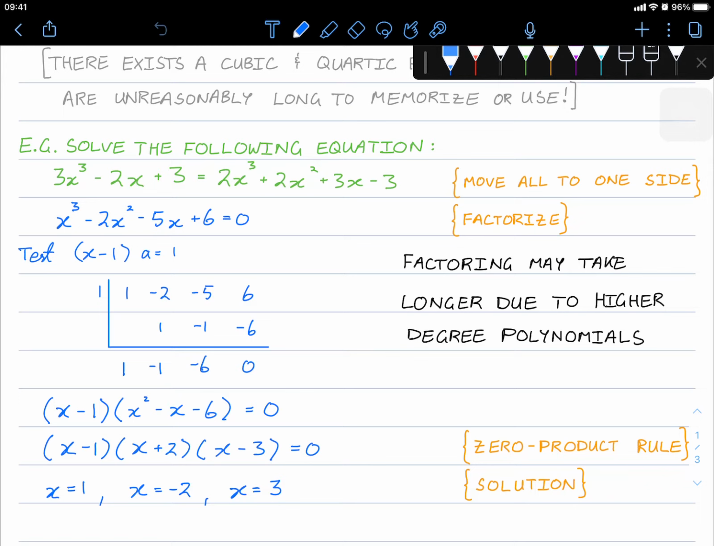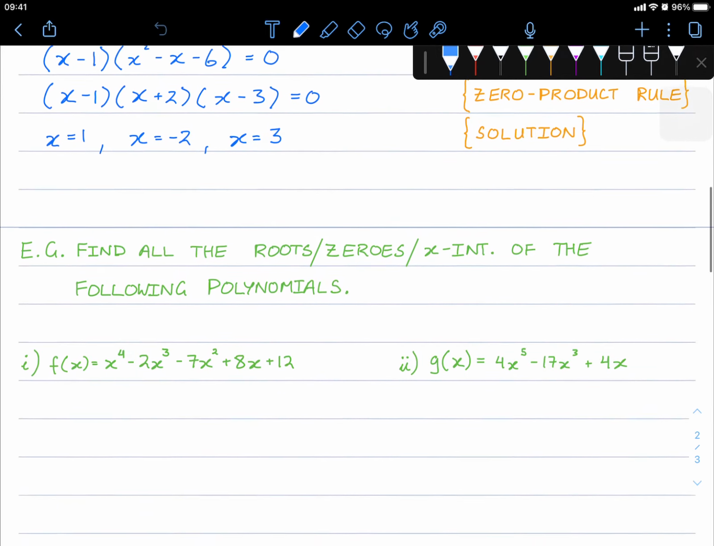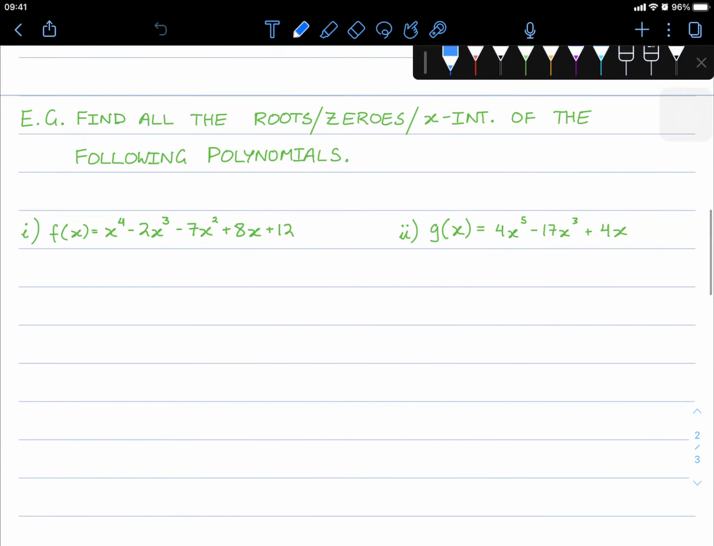So let's go straight into an example here. You can pause the video and give this a go yourself. So let's do this. Now, as we've said in the previous videos, if it's to the power of 4, we are looking for 4 answers at most. If this is to a power of 5, we are looking for 5 answers at most. So it actually might be 1, 2, 3, 4, or 5, but cannot exceed 5, and this can't exceed 4 different answers.